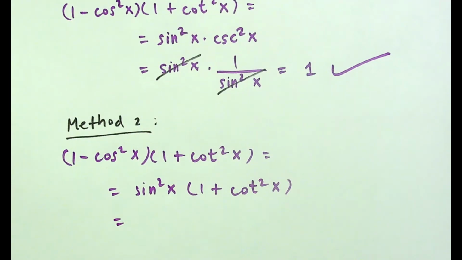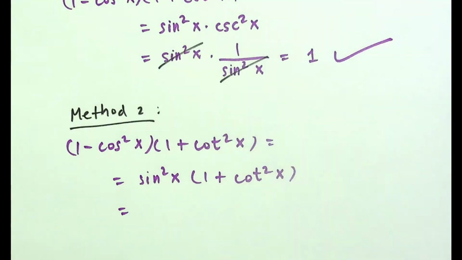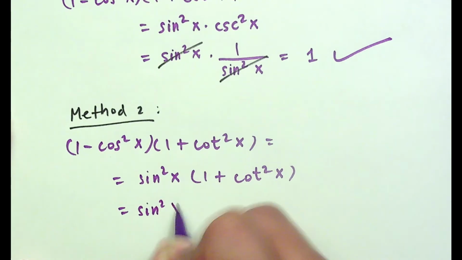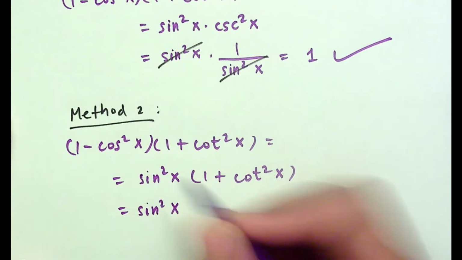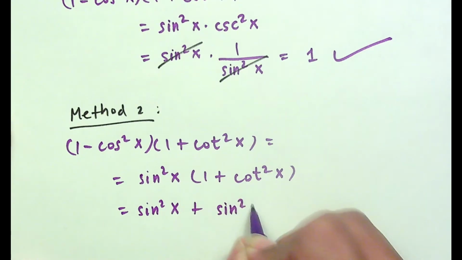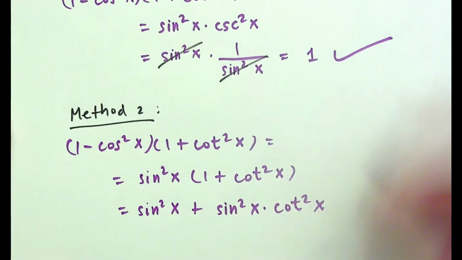Now, if we just change the first one, what do we do now? Well, we can distribute this, and let's see what we get. Distributed, you would get sine squared times 1, which is just sine squared. And sine squared times cotangent squared, let's write that down. That is sine squared times cotangent squared.